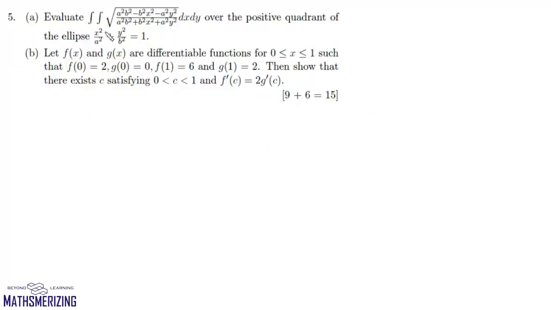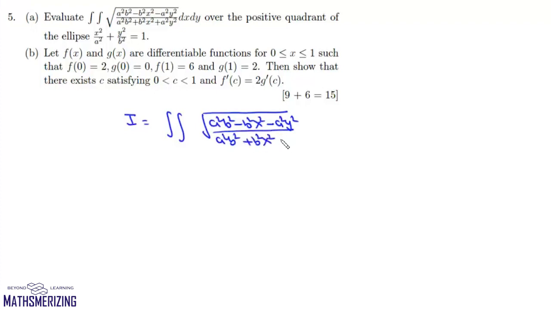Now question number 5 is, evaluate this double integral, the double integral of the square root of (a^2 b^2 minus b^2 x^2 minus a^2 y^2) upon (a^2 b^2 plus b^2 x^2 plus a^2 y^2), into dx and dy, over the positive quadrant of this ellipse, which is x^2/a^2 plus y^2/b^2 equals 1. Now what we'll do is we'll use substitution.